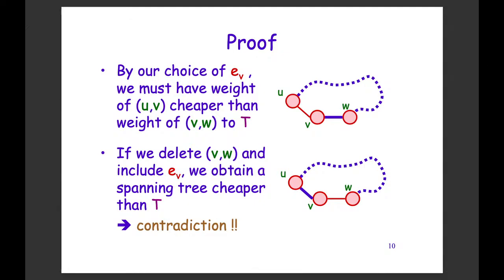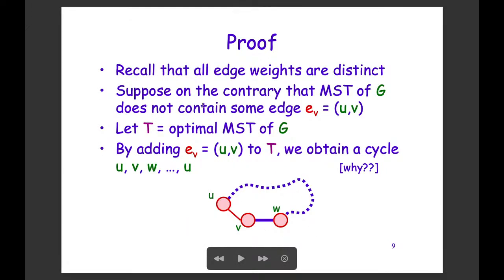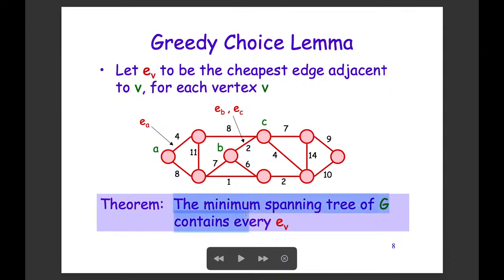But then the change here is we are replacing a longer edge with a shorter edge. We are replacing an edge with larger weight with an edge that has a smaller weight. So this gives us a spanning tree that has smaller weight than the minimum spanning tree, and this gives us a contradiction. So what does that mean? It means that our first assumption that UV is not on the minimum spanning tree is wrong. And so we have proven the theorem. So every edge UV must appear in the minimum spanning tree.